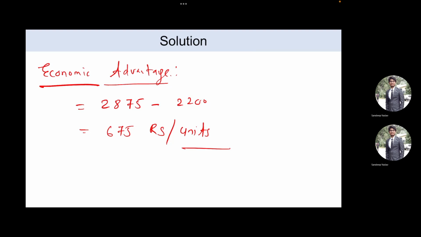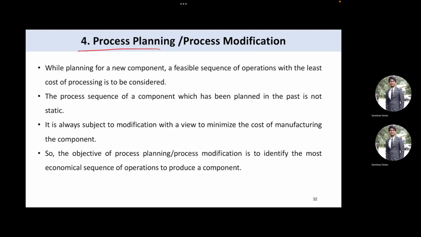Now let's move to process planning or process modification. So this is the final topic that we are going to start: process planning and process modification. We have already seen material selection, design selection, and building material selection. Now we can see process planning or process modification.